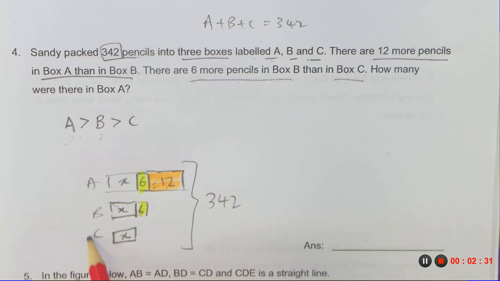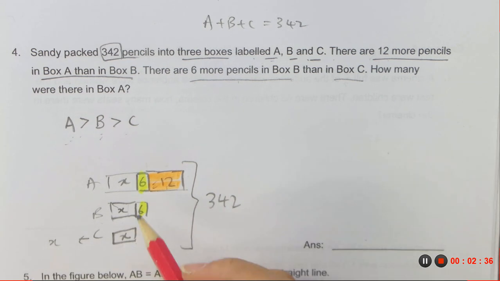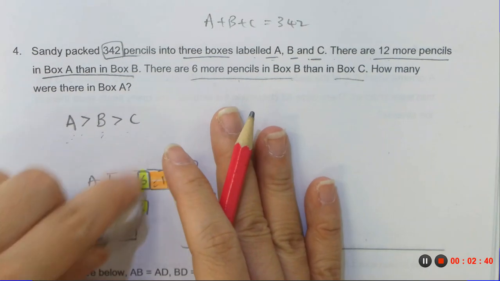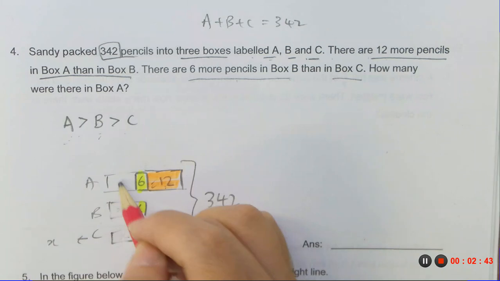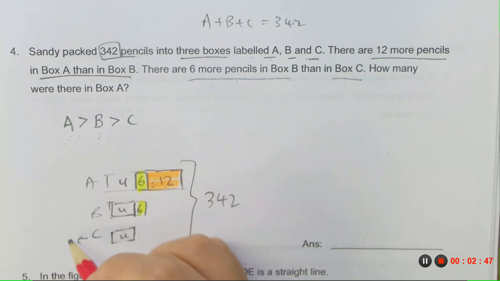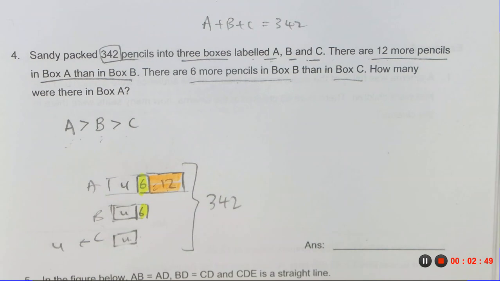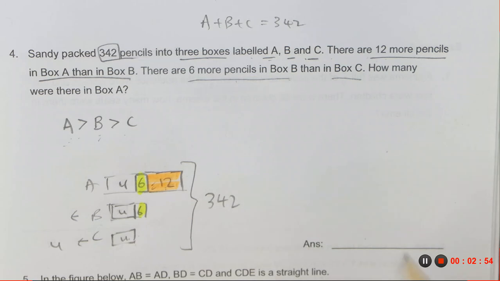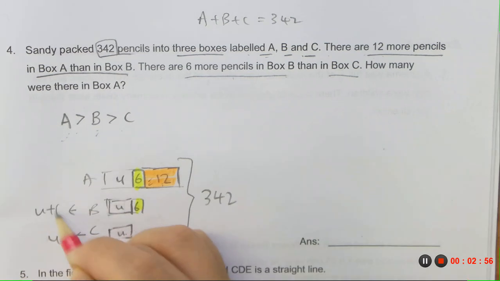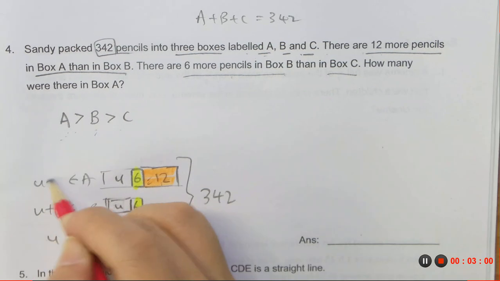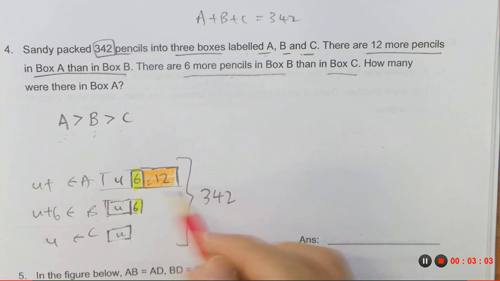C will therefore be X. Or 1 unit, or I can use unitary method, which, X is the common identity used in algebra. I can use U as well, since we are all familiar with unitary method, right? So C is 1 unit, okay? Also okay, up to you. Because this is not specified, you can decide. B is U plus 6, and then A will be U plus 18.